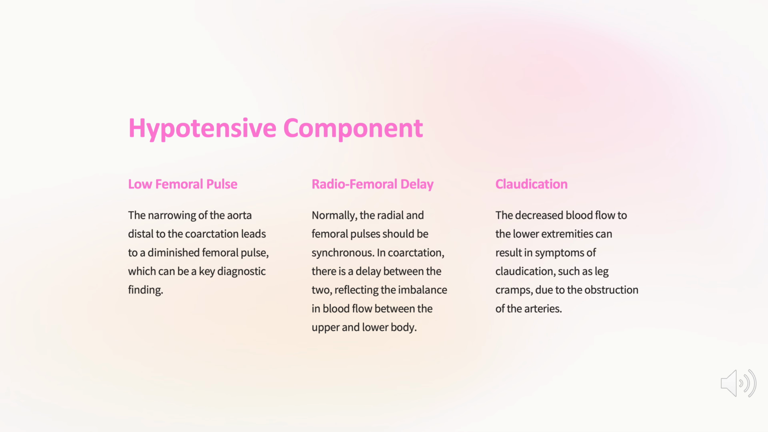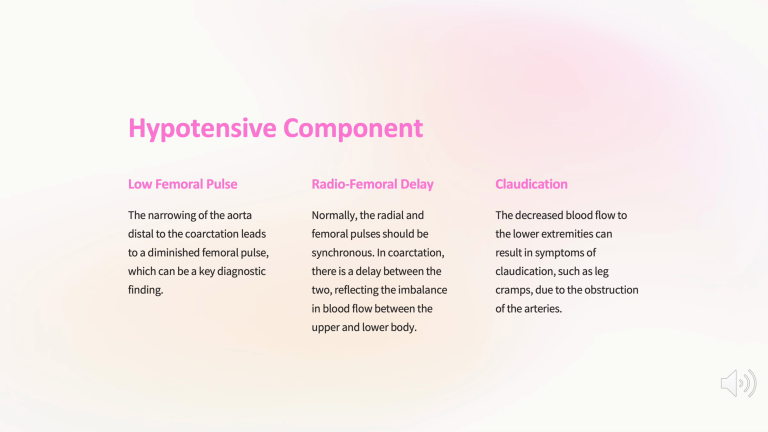Now, let's shift our focus to the hypotensive component of coarctation of the aorta. One prominent feature is the low femoral pulse. This occurs due to the narrowing of the aorta distal to the coarctation, resulting in a diminished femoral pulse. Another notable sign is the radiofemoral delay.